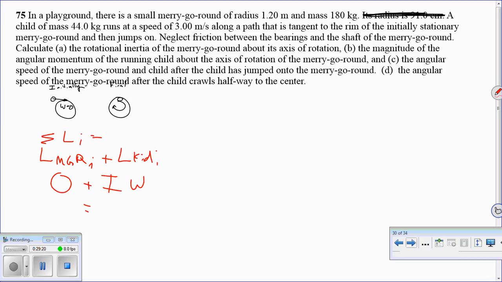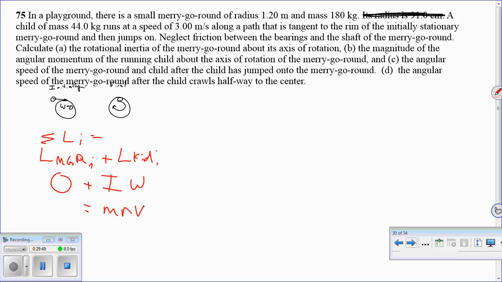So what's I for the kid? That's mr squared. So let's see, his mass is 44 kilograms. This is a dumb way to do it, I'm sorry, because I don't know my omega, right? Isn't omega just v over r? Yeah. So this is basically mvr. A better way to do it. So what is the radius?